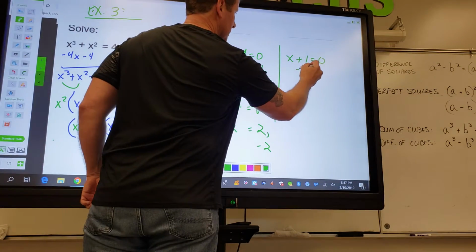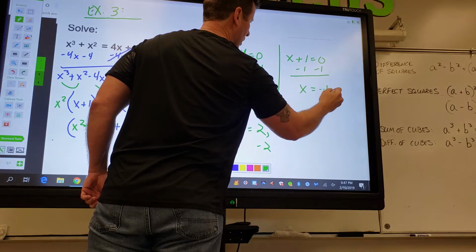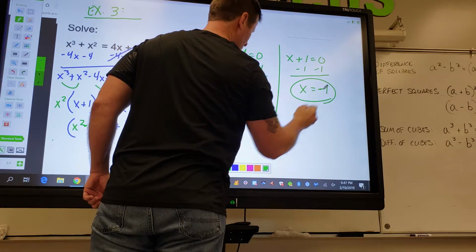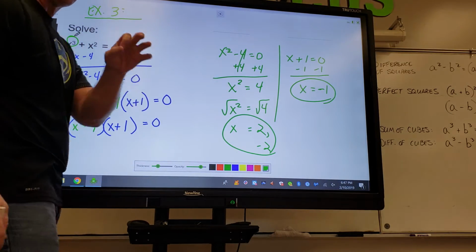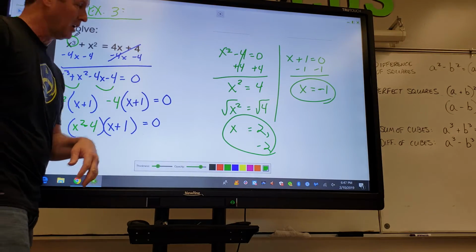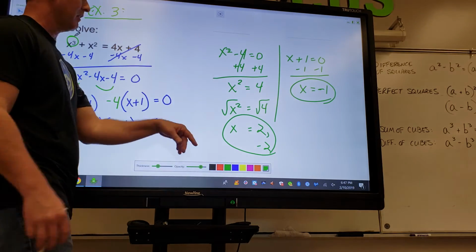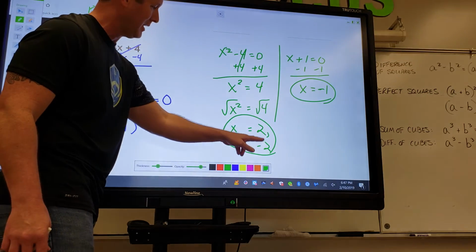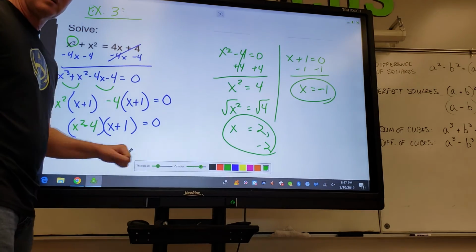Over here, simply subtract 1 from both sides, and I have x equals negative 1. Now, I told you earlier that this exponent, since it's a 3, tells me how many possible answers I could have. When we get to graphing, we're going to see that this particular graph has a funny shape and it could touch the x-axis in 3 locations. And that, my friends, is example 3.